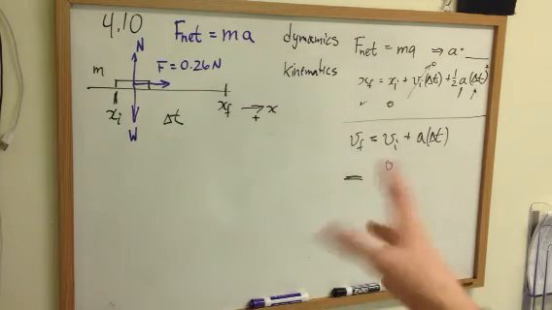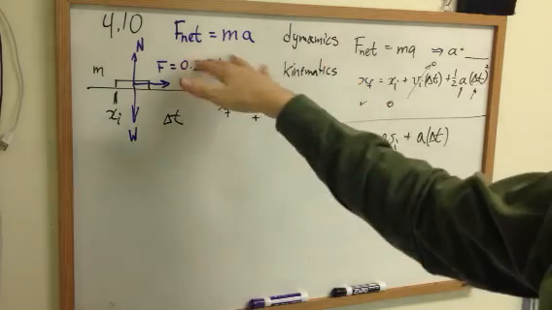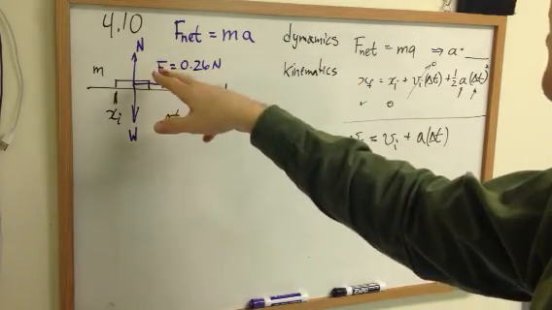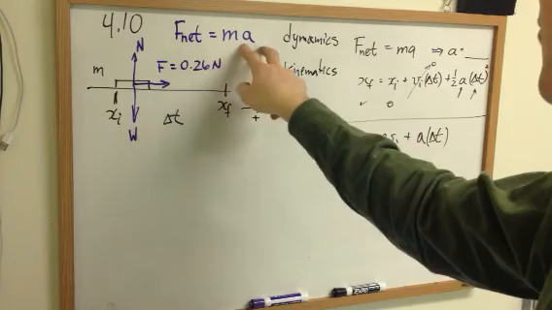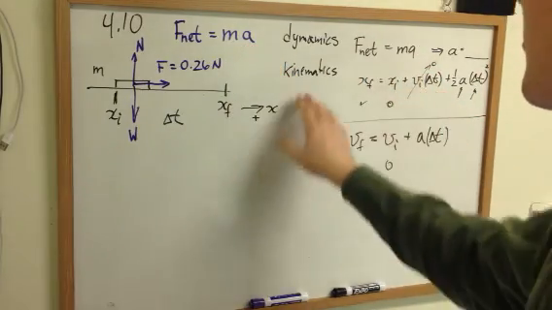Okay, so this is a typical example of how dynamics and kinematics are intertwined. We studied the forces, figured out a net force. From the net force, we can come up with an acceleration, and that acceleration structures our kinematics.